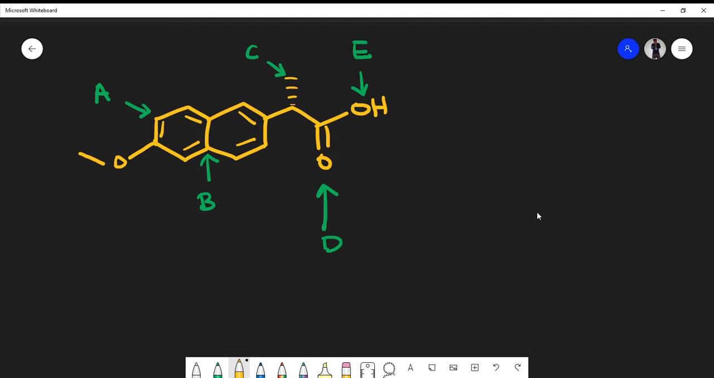And the idea is that at every position, whether it's at A, B, C, D, E, we want to be able to tell the hybridization, the expected bond angle, and the shape. Right? So this is where we're kind of getting into organic chemistry.